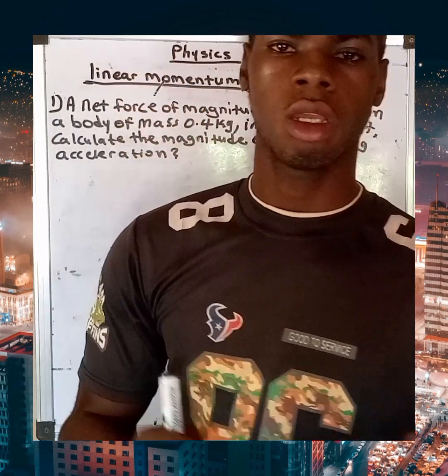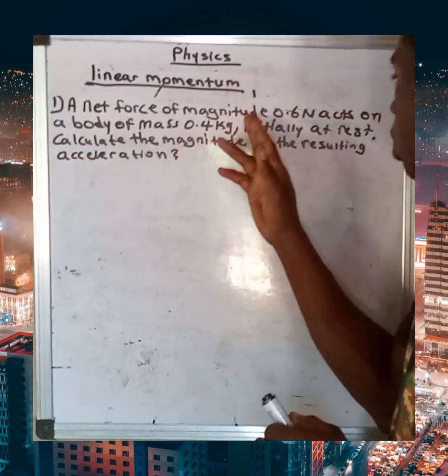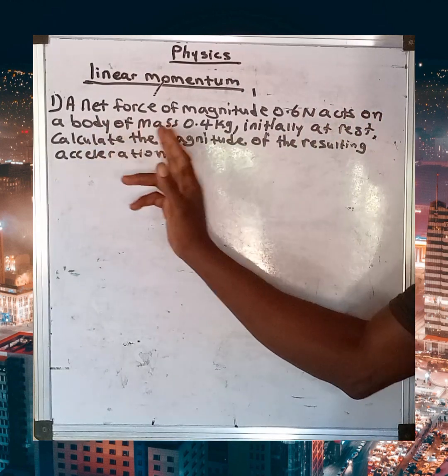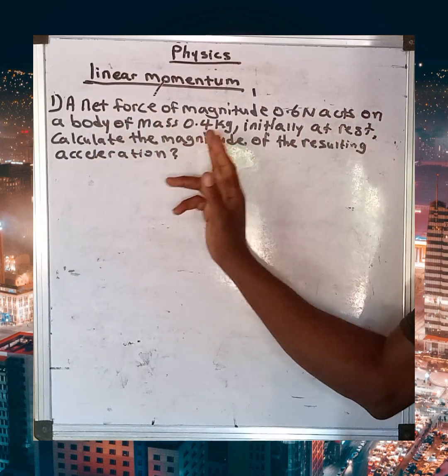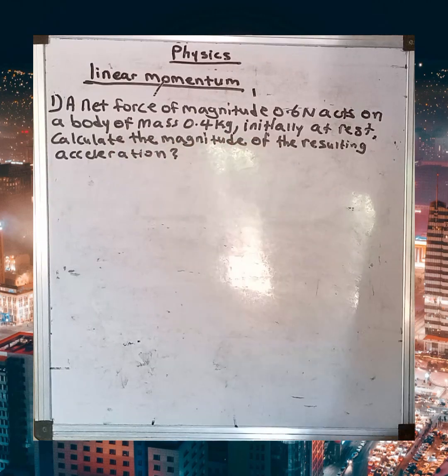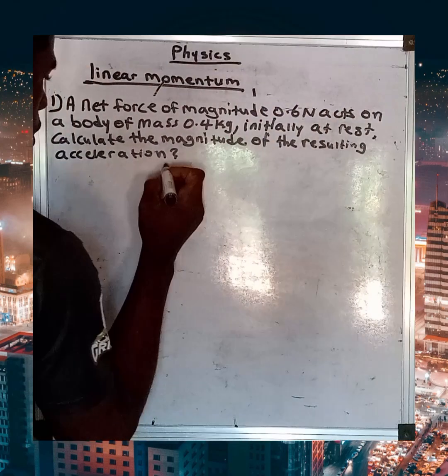Looking at the question we have from the board: a net force of magnitude 0.6 Newton acts on a body of mass 0.4 kg initially at rest. Calculate the magnitude of the resulting acceleration. We are asked to calculate the acceleration. So write down the solution.